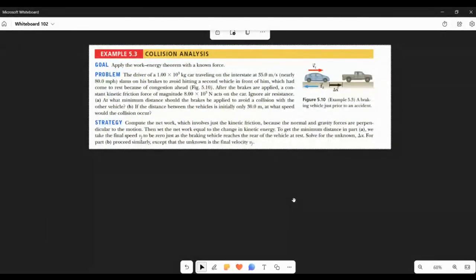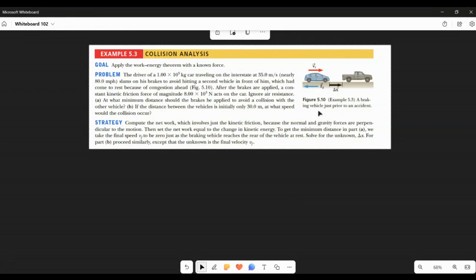So let's embark on the first one. It's still a bit of a basic one. Obviously, you have to apply the work energy theorem. That's the goal of this exercise. It says, the driver of a 1.00 times 10 to the power 3 kilogram car is traveling on an interstate, I think that's a highway, right, at 35 meters per second, slams on his brakes to avoid hitting a second vehicle in front of him.